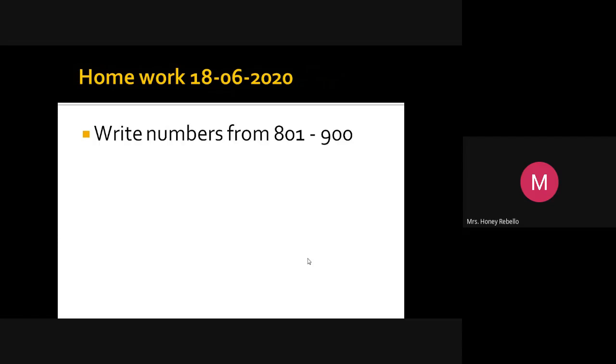18/6/2020. Date. You just write the date. Just write 20. Next line, write numbers from 801 to 900. W R I T E. Write. NUMBERS. Numbers from FROM. From 801 to 900.